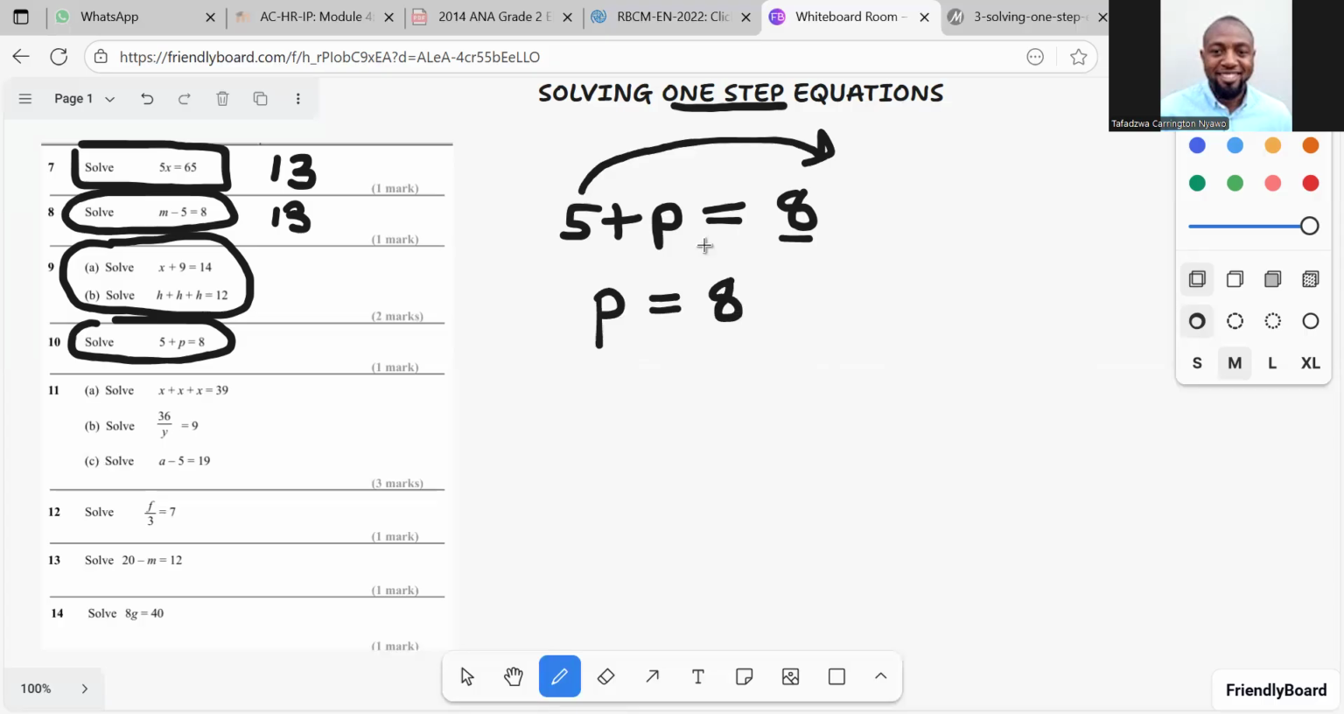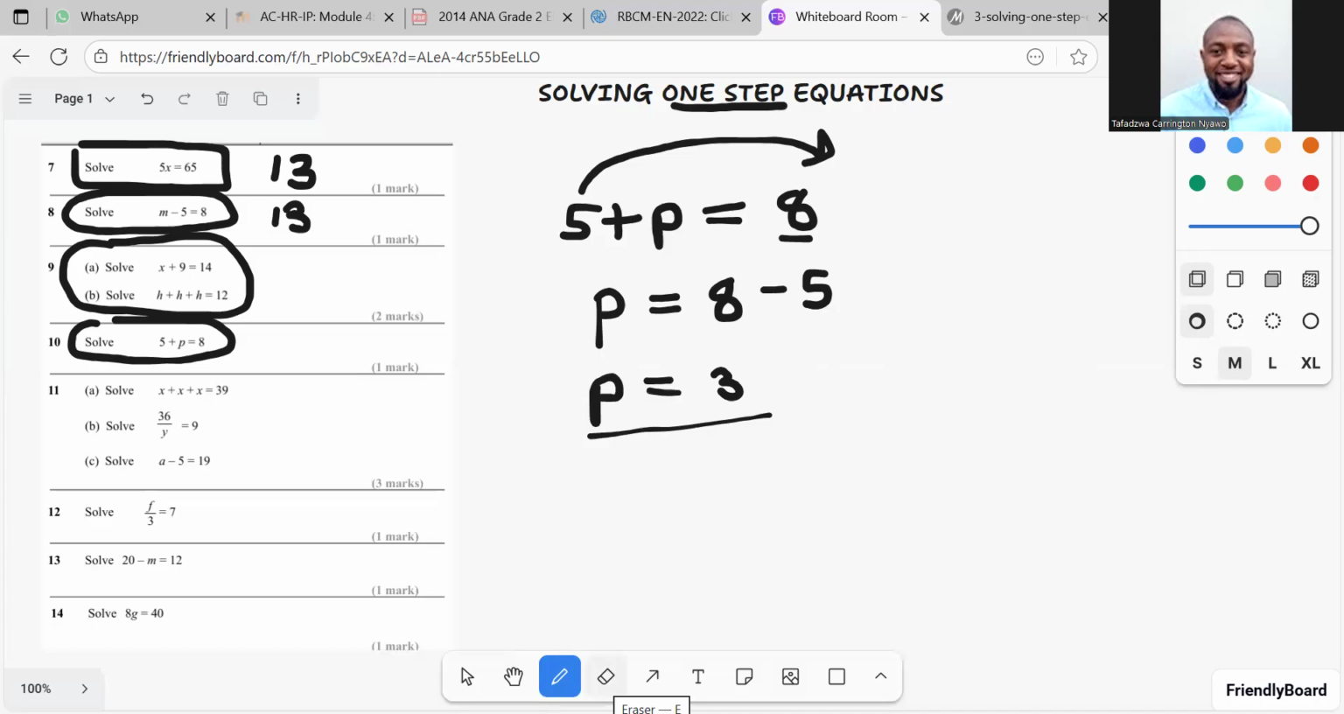I take the positive 5 to the right side, and it changes its sign to be a negative 5. Then I subtract: 8 minus 5, which gives you 3. Okay, then I'm done. Perfect. That was super easy.